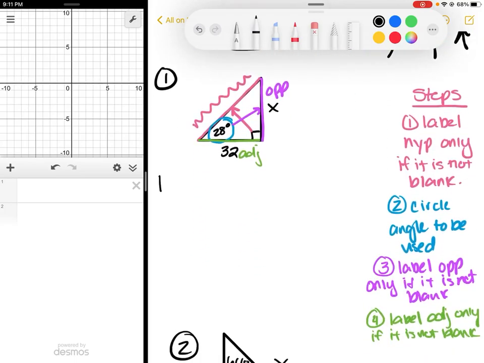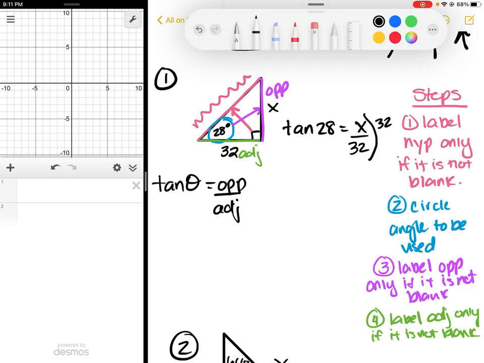We're going to use tan theta, which is opposite over adjacent, okay? Theta is the angle that you circled. So theta is going to be 28. So we're going to say tan of 28 equals opposite. Opposite's x. Adjacent's 32. Your first step is always to multiply by that denominator. I don't care who that denominator is, you're going to multiply by it. So now I have 32 times tan of 28 equals x. Is x by itself? It sure is.